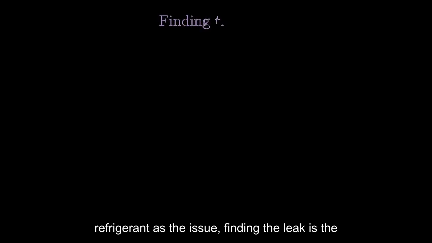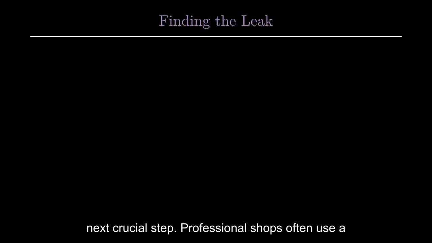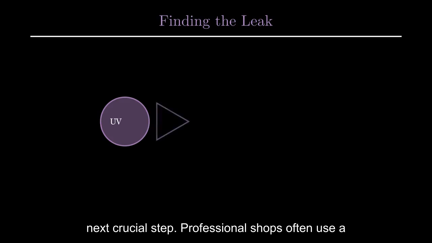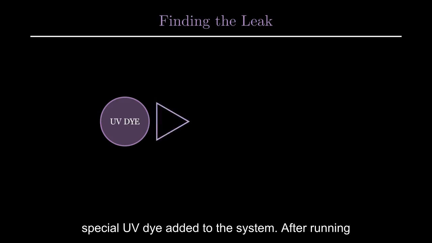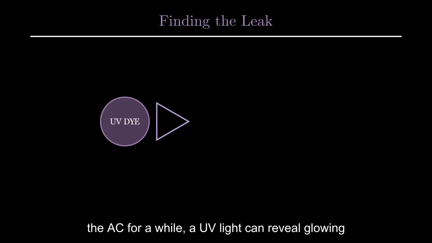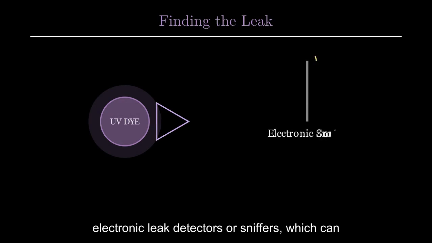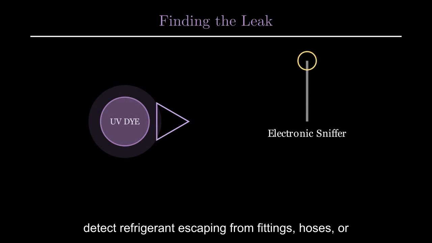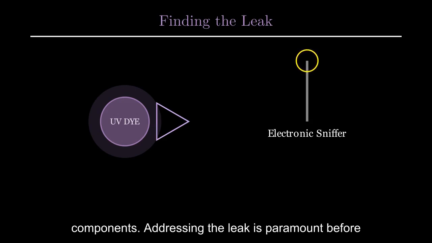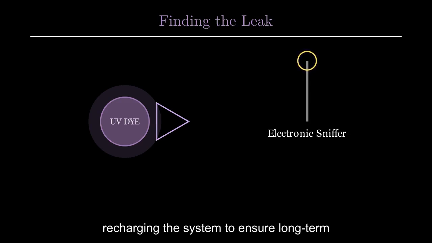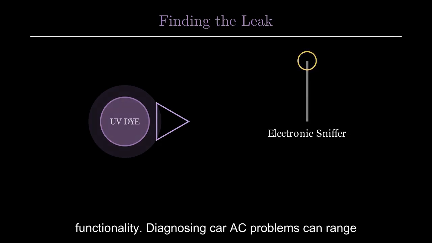If you've identified low refrigerant as the issue, finding the leak is the next crucial step. Professional shops often use a special UV dye added to the system. After running the AC for a while, a UV light can reveal glowing dye at the leak site. Another method involves electronic leak detectors or sniffers, which can detect refrigerant escaping from fittings, hoses, or components. Addressing the leak is paramount before recharging the system to ensure long-term functionality.